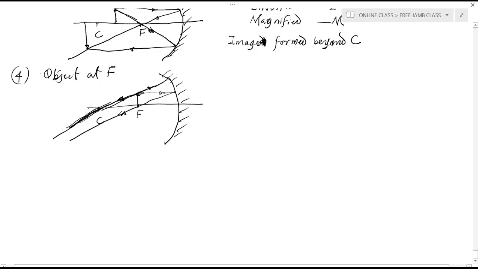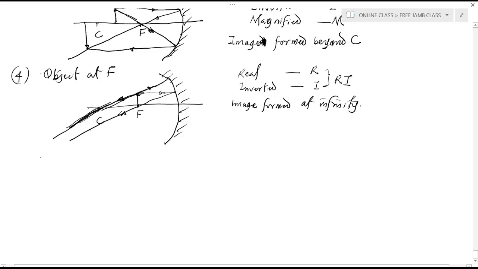That is why the image can be seen here, but it's formed at infinity. The image is still real. It's said to be inverted here, even though we can't see it because it's going down. We can't say that it is magnified. Nothing we can say about that. It's just R, I here. Then image formed at infinity.